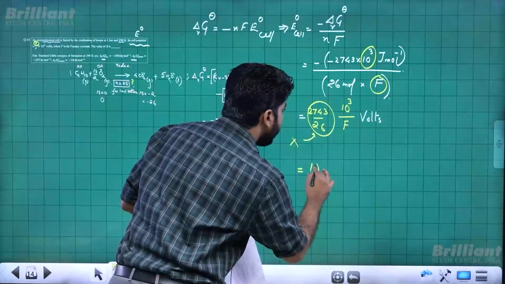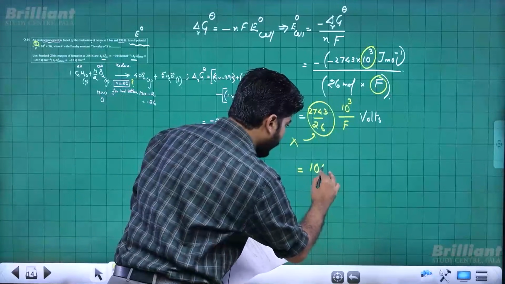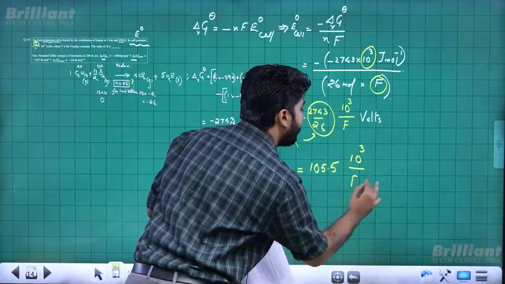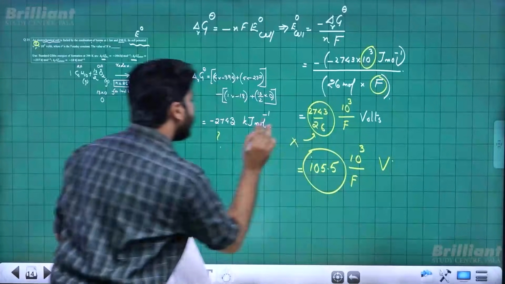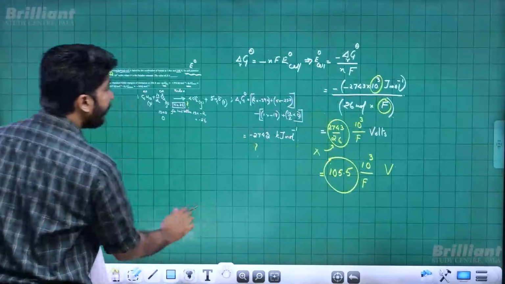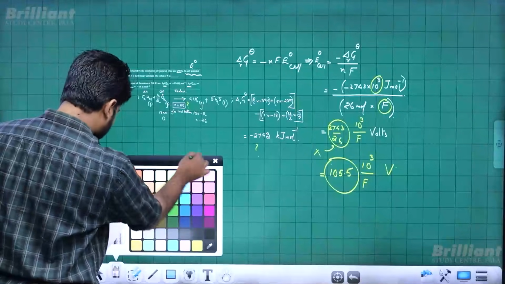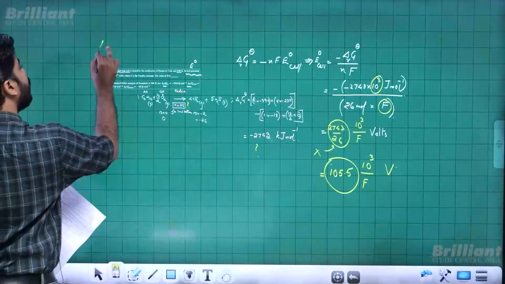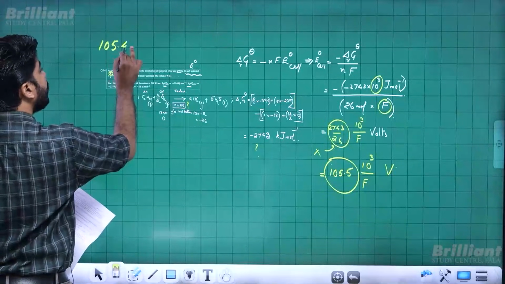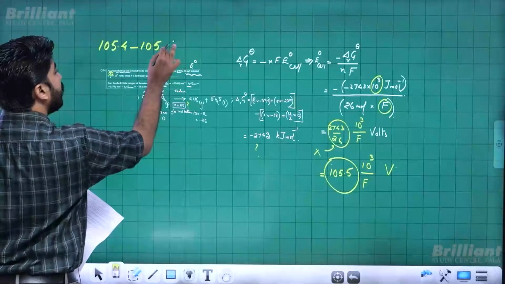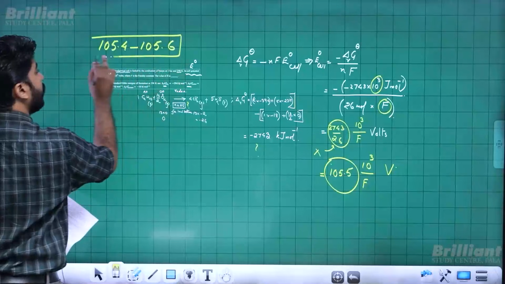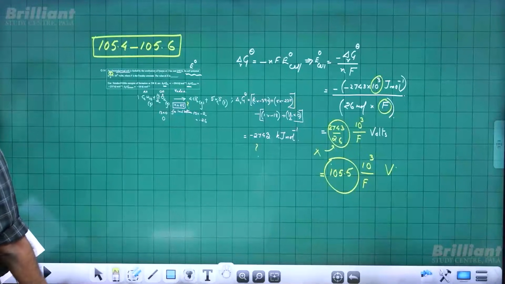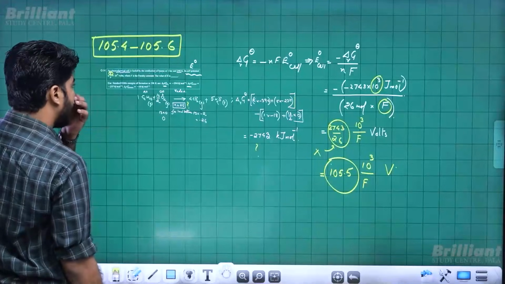So 2743 divided by 26 will be 105.5. So our answer is exactly 105.5, and they have given a range 105.4 to 105.6 for this question. Okay, so that was from electrochemistry.